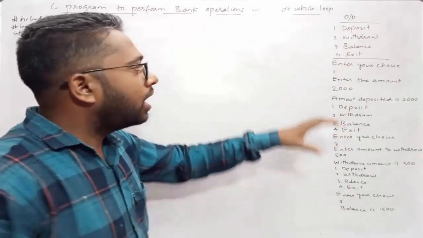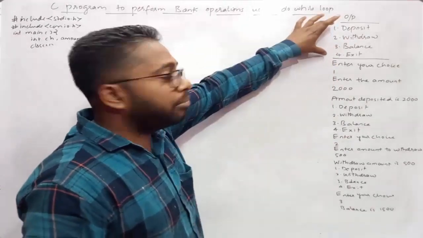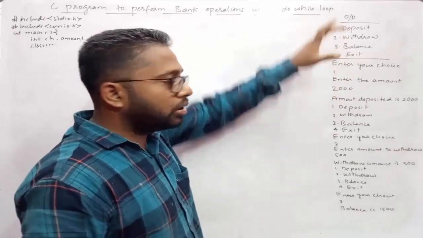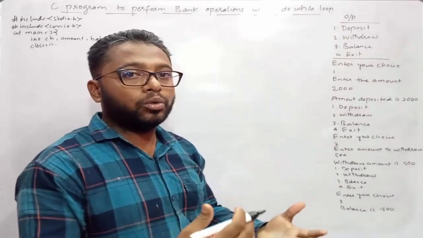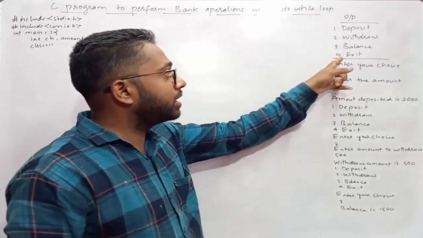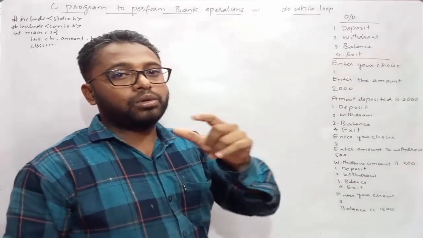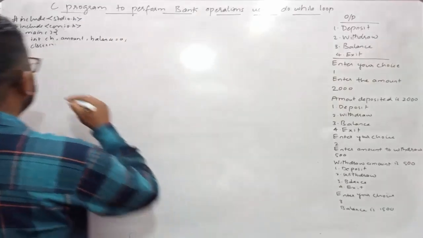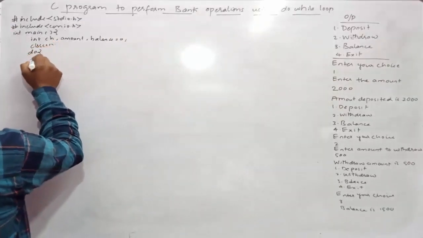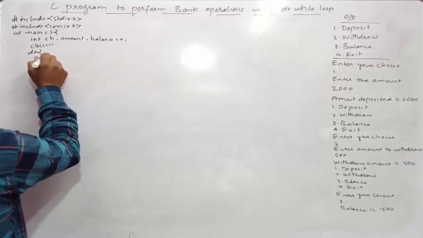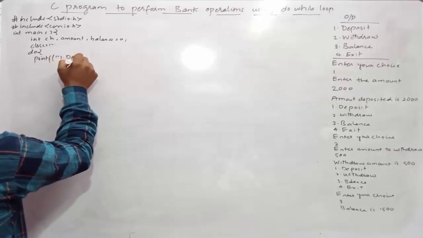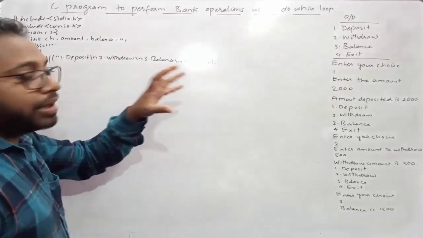In this output I keep on showing the menu until the user enters 4. That means this menu I need to put inside a loop, because these are the options which keep on repeating again and again until the user enters value 4 for the choice. So I should start the do while loop, do, and then printf, one dot deposit. Now I have created a menu.